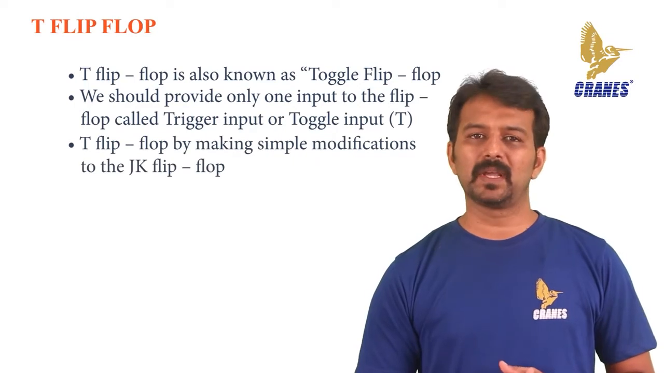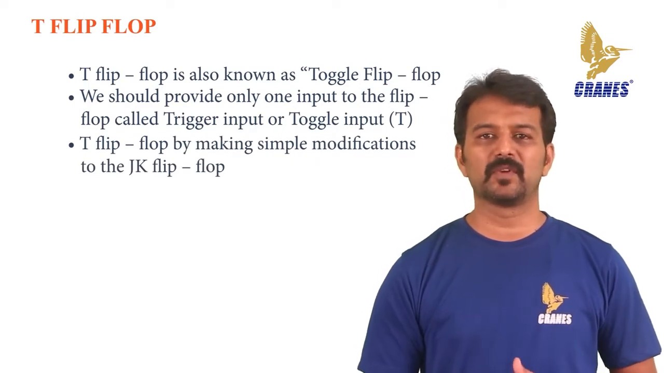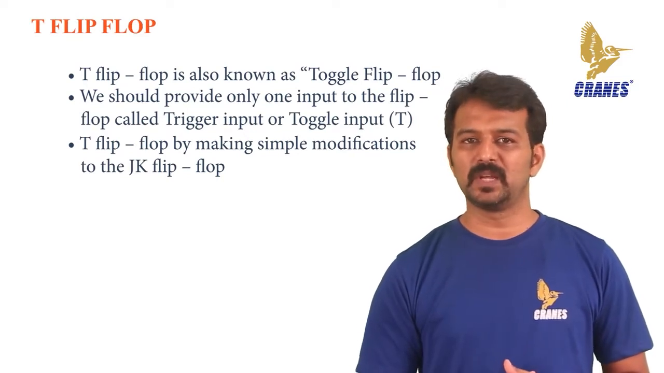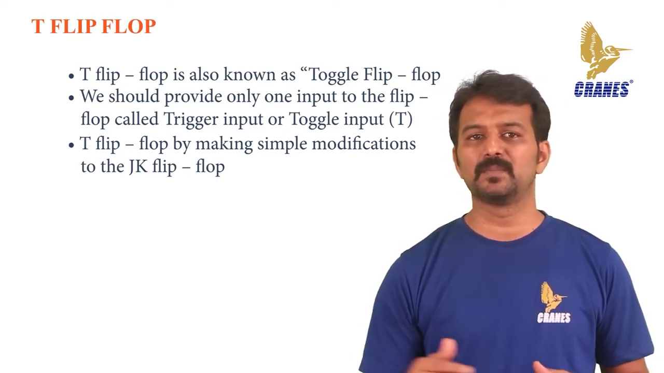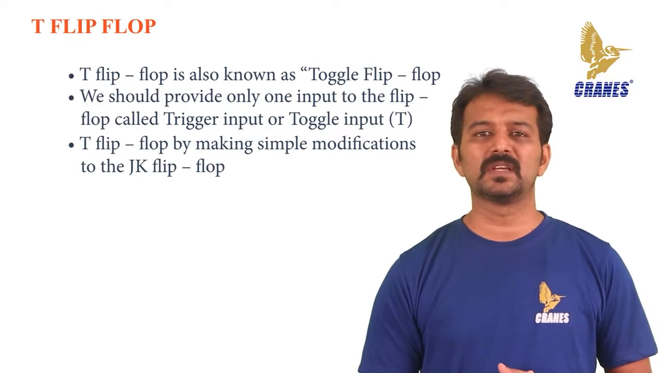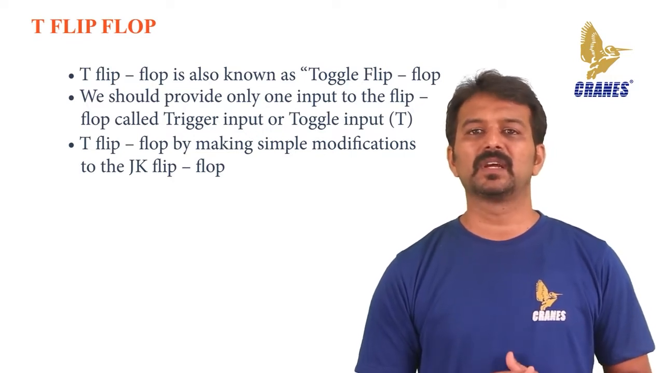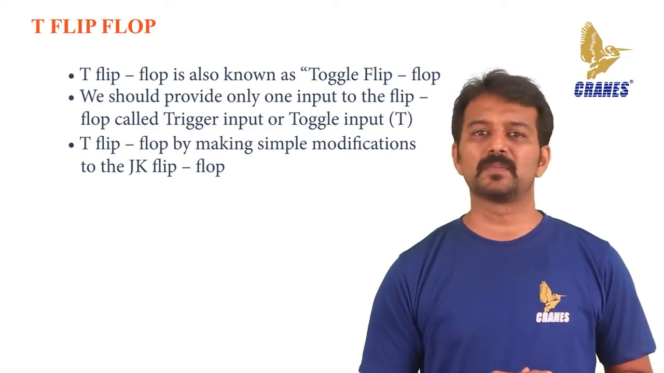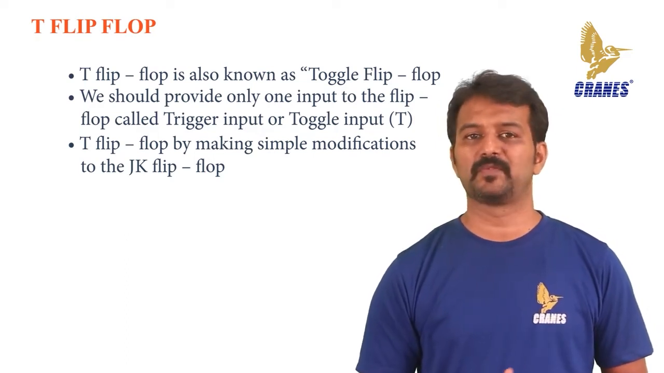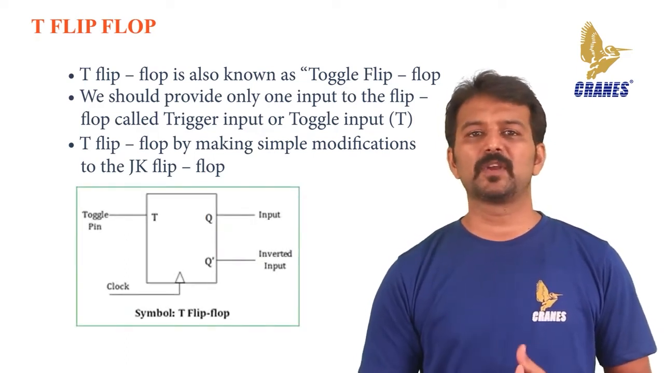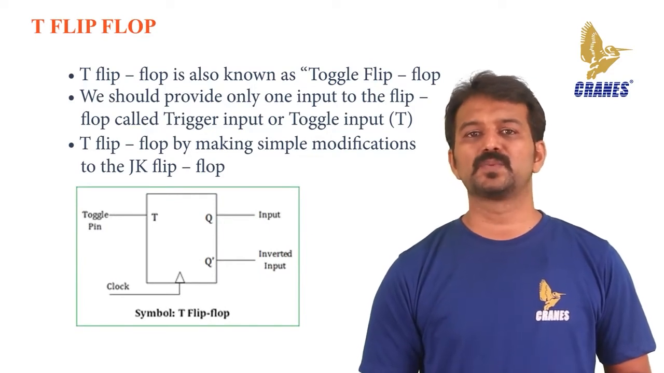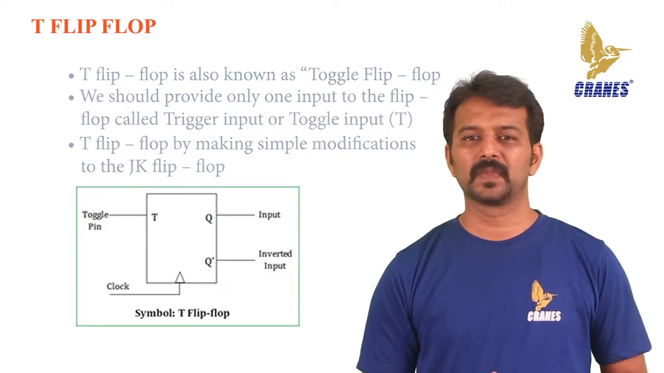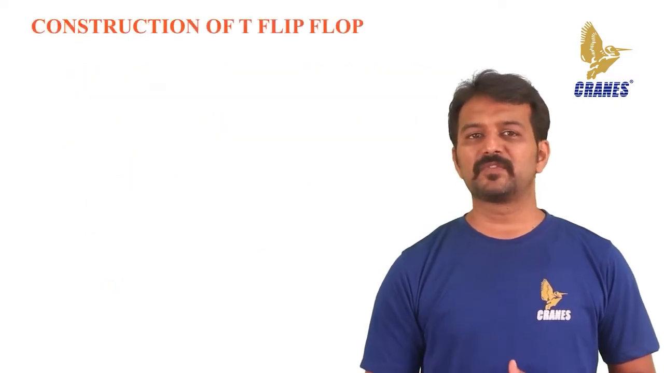By making a simple modification to the JK flip-flop, the T flip-flop can be formed. The T flip-flop is a single input device, and hence by connecting J and K inputs together and giving them a single input called T, we can convert a JK flip-flop into a T flip-flop. So, a T flip-flop is sometimes called the single input JK flip-flop. The logic symbol of a T flip-flop shown has one toggle input and one clock input signal. Let's look at the construction of a T flip-flop.